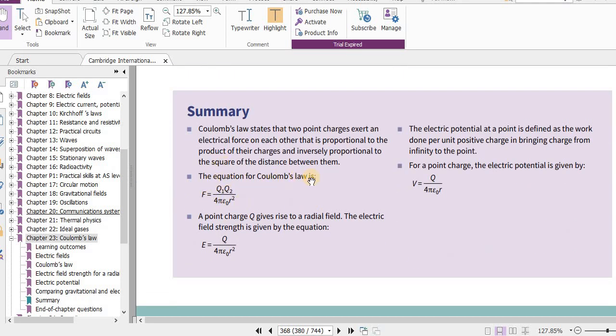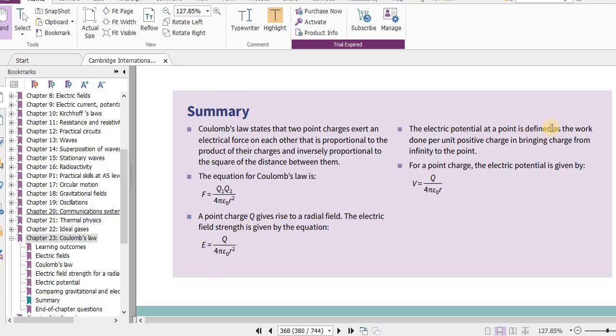So here you can see the equation for Coulomb's law, very important. Coulomb's law states that two point charges exert an electric force on each other that is proportional to the product of their charges and inversely proportional to the square of the distance between them. A point charge Q gives rise to a radial field. The electric field strength is given by this equation.